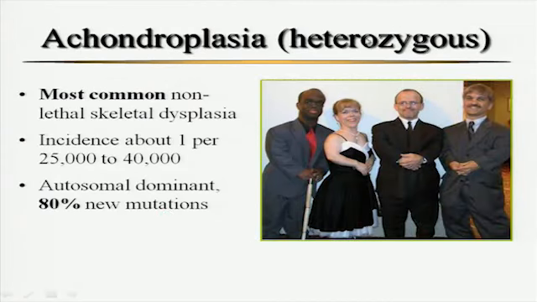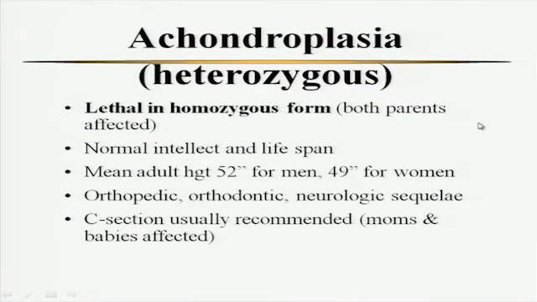So your achondroplasia, or your heterozygous achondroplasia, is the most common non-lethal skeletal dysplasia. Incidence about 1 per 25,000 to 40,000. It's autosomal dominant, and 80% are new mutations. So it's lethal in the homozygous form. That means both parents are affected, and then you can have an offspring that's homozygous, and then they can have a baby that has the lethal form of this. They usually have normal intellect and lifespan. The men get to a height of about 52 inches, and the women about 40 to 49. So they have a lot of orthopedic and orthodontic problems, and usually a C-section is recommended if the mom and baby are affected.